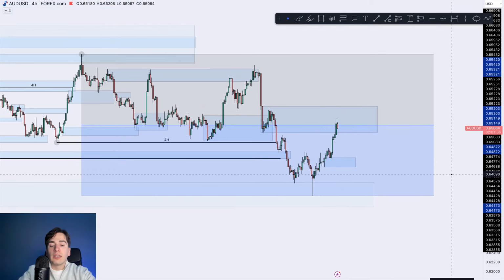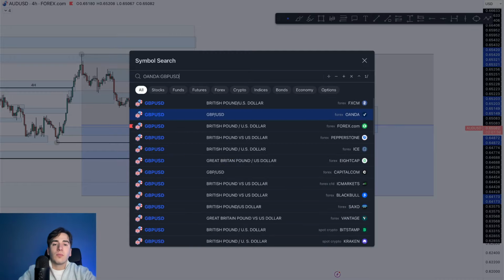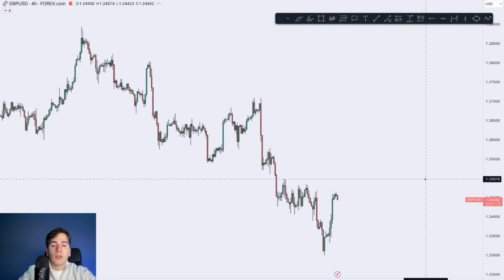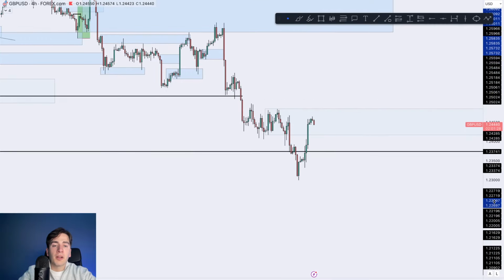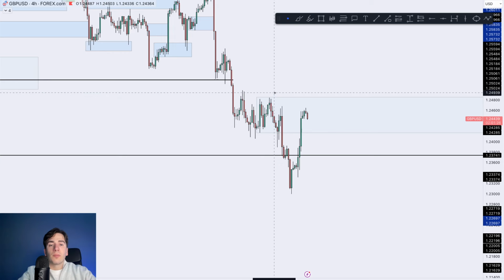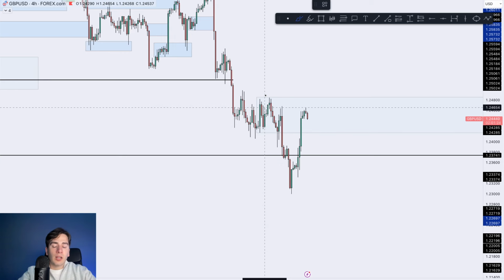Now moving on in towards pound dollar. So pound dollar over here, still stuck inside supply, obviously pulled up higher, stuck inside of this supply zone. I'm not very confident with shorting pound dollar. I like Aussie dollar and euro dollar a lot more, to be honest.